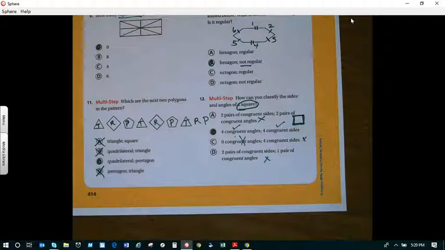All right, remember to finish up your science. We do have a science quiz tomorrow. And then we will finish up, go back over to review polygons, and then move into quadrilaterals.